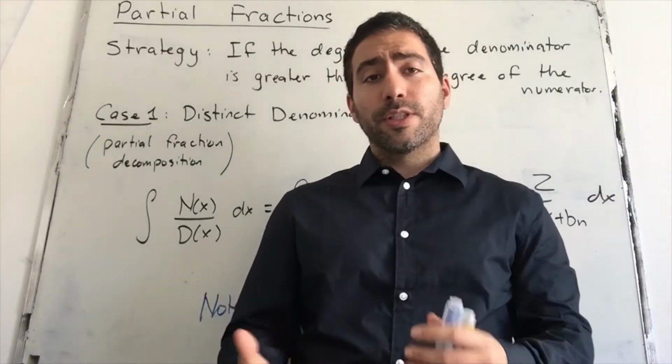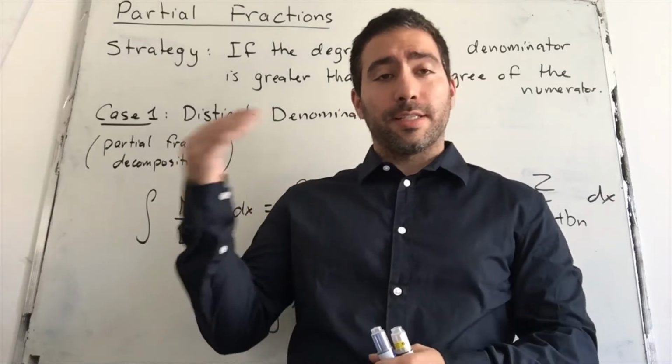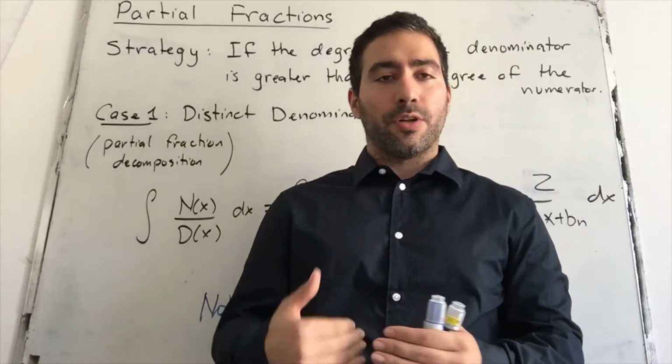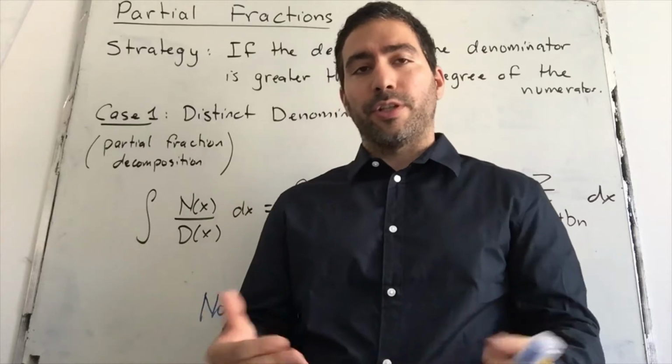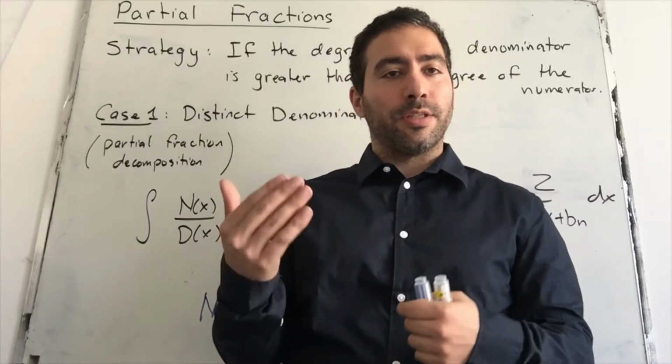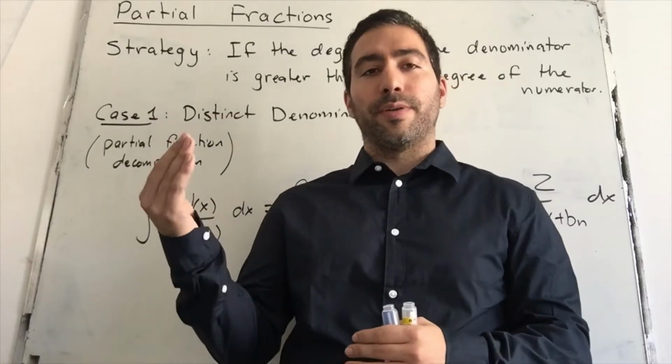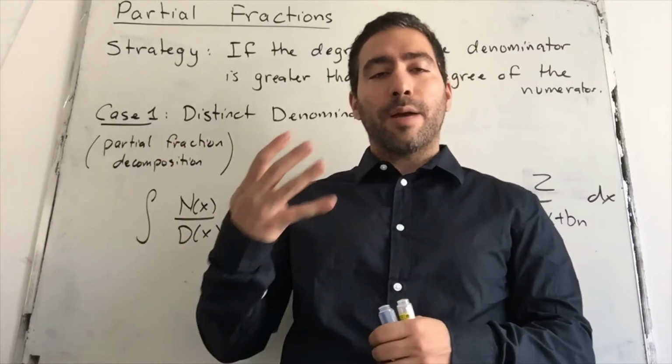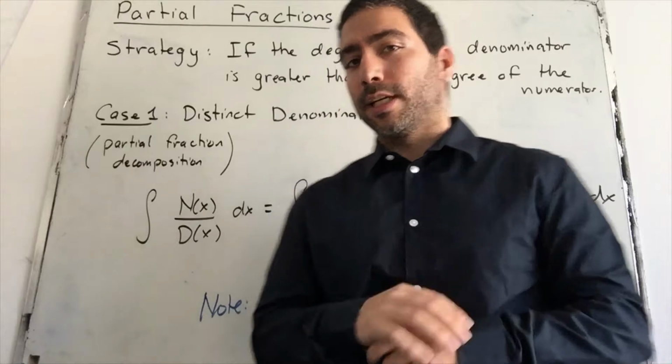Okay, so we saw the strategy: if the degree of the numerator is bigger than or equal to the degree of the denominator, then we use a long division. What do we do afterwards? How do we deal with the case when the degree of the denominator exceeds the degree of the numerator? This is the case that we want. That breaks up into 4 subcategories. Let's take a look at them.